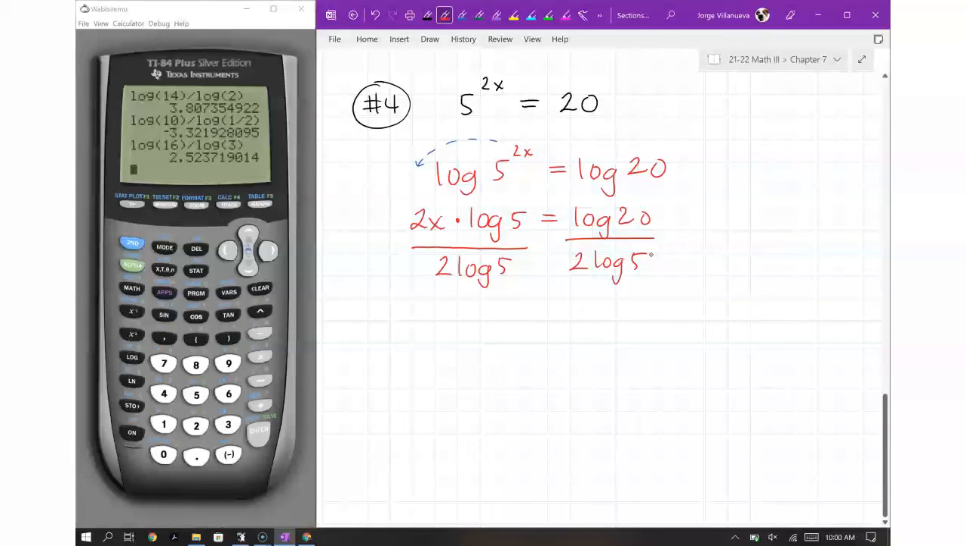So x is equal to, let me type this in here, log of 20 divided by, I'm going to use another parenthesis here just to make sure it knows what I'm doing, 2 log 5, that's 0.931. So this was considered more advanced because the power was not just x, it was 2 times x. Let me show you one more problem that's considered more advanced here.